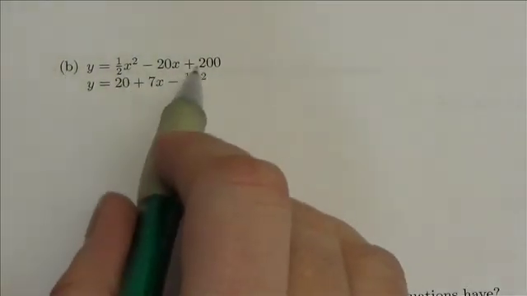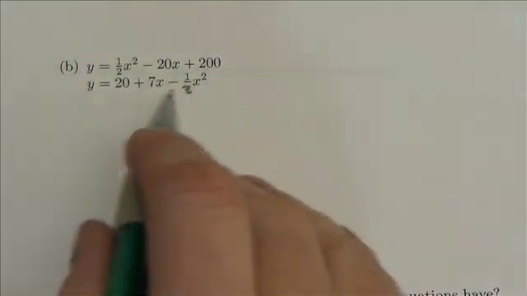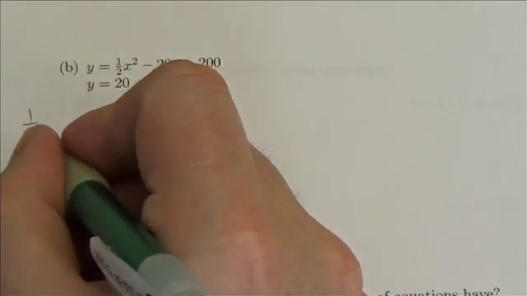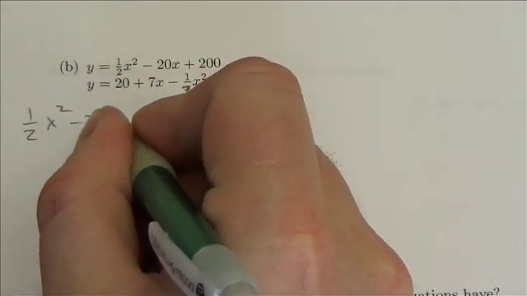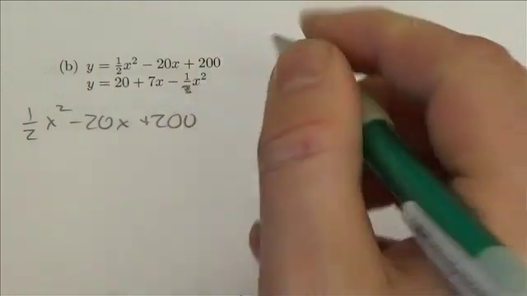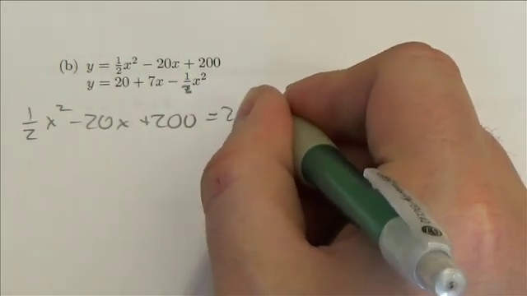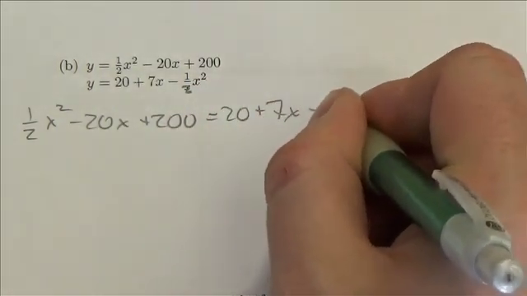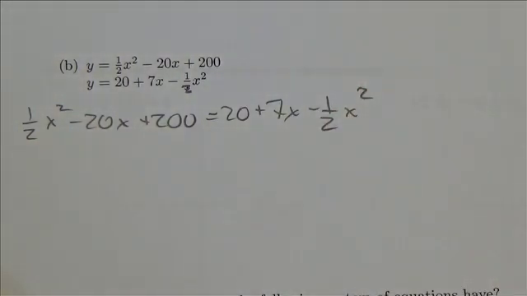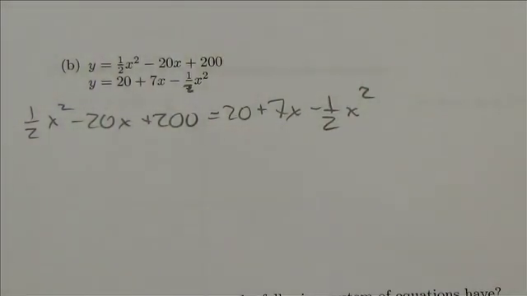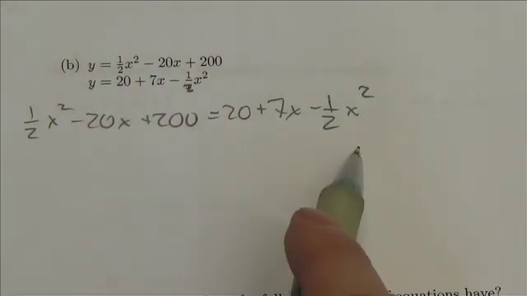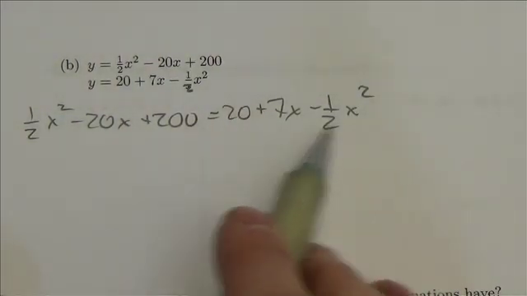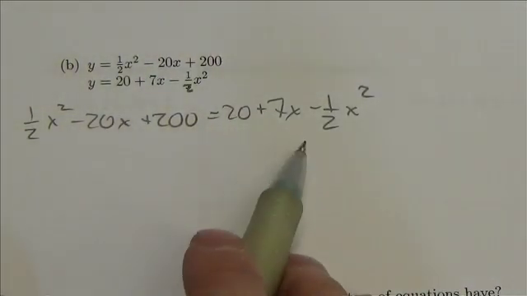I've got quadratic and quadratic both equal to y, so I'm just going to set them equal to each other. This is going to equal 20 plus 7x minus 1/2 x squared. Well, I don't like using the fractions here, so I could multiply through by a common denominator of 2 to get rid of those.